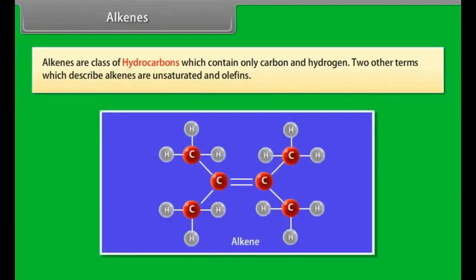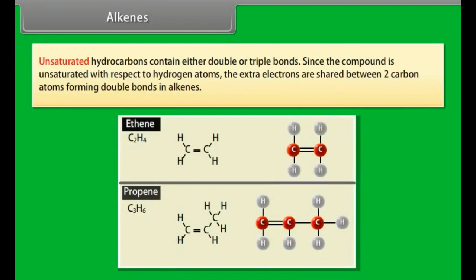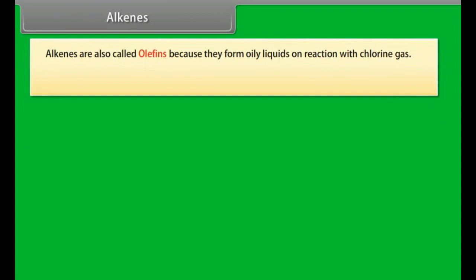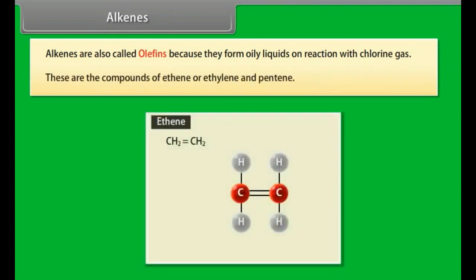Alkenes. Alkenes are class of hydrocarbons which contain only carbon and hydrogen. Two other terms which describe alkenes are unsaturated and olefins. Unsaturated hydrocarbons contain either double or triple bonds. Since the compound is unsaturated with respect to hydrogen atoms, the extra electrons are shared between two carbon atoms, forming double bonds in alkenes. Alkenes are also called olefins because they form oily liquids on reaction with chlorine gas. These are the compounds of ethene or ethylene and pentene.